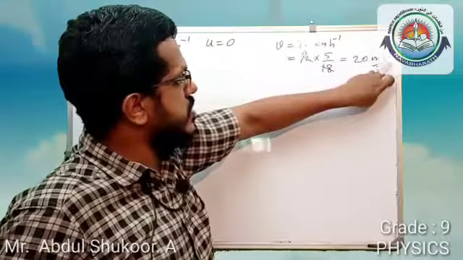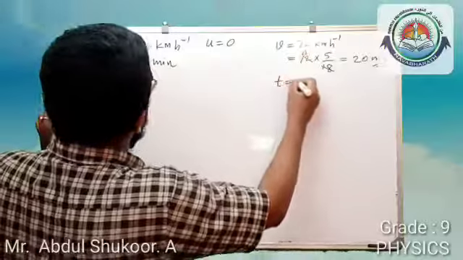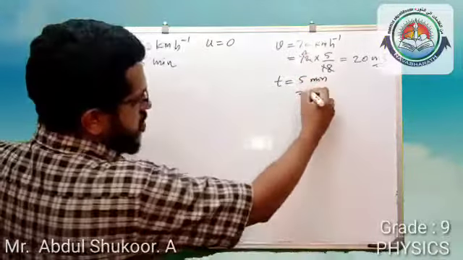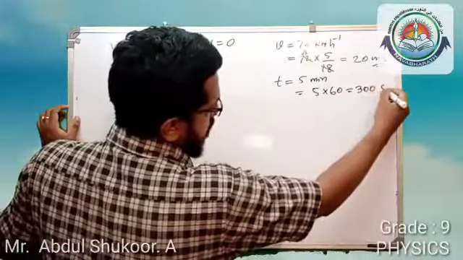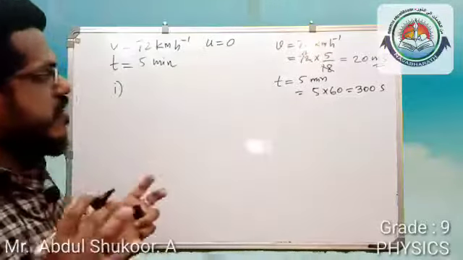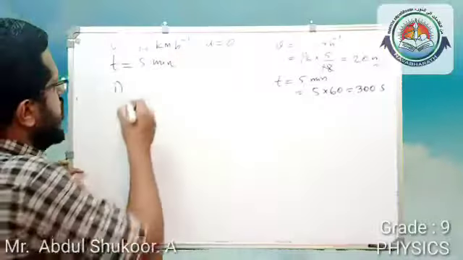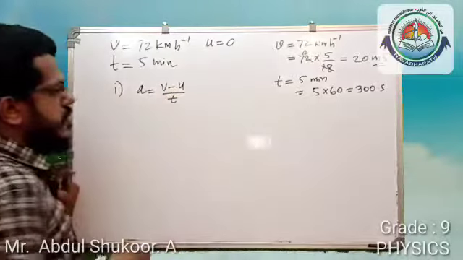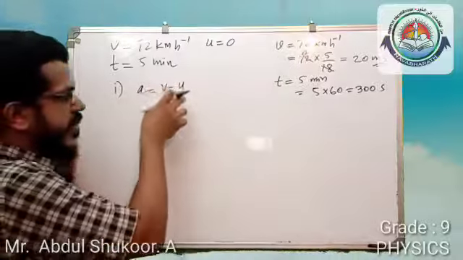We changed it to the SI unit. And again time, t is equal to 5 minutes here. We want to change it to seconds, that means 5 into 60, that is 300 seconds. Then we want to find the acceleration. That is the question. What is the equation of acceleration? a is equal to (v minus u) by t. That is the equation for acceleration: change of velocity divided by time.